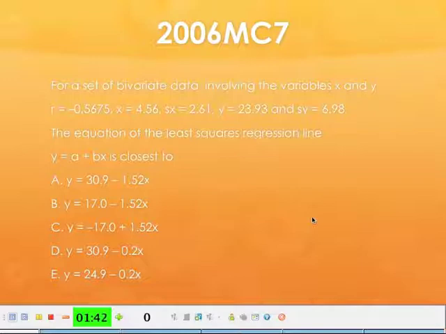That's actually X bar, and that's Y bar. Sorry, the symbols didn't come up.